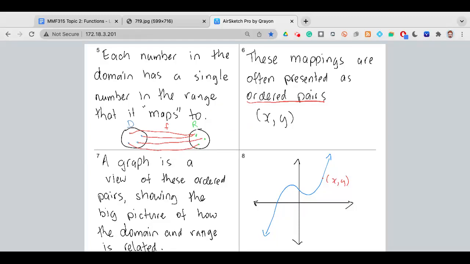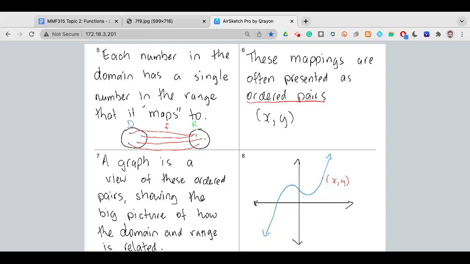It is possible to create rules that aren't functions, and we'll look at them a bit later. They're called relations. So y squared equals x squared, for example, will produce a graph, but it's not a function. And I'll explain the difference later on. I'm only interested in looking at functions right now, so I'm not confusing you too much.